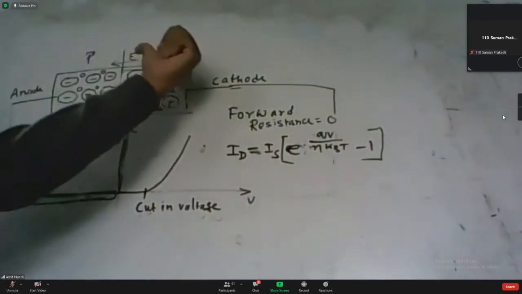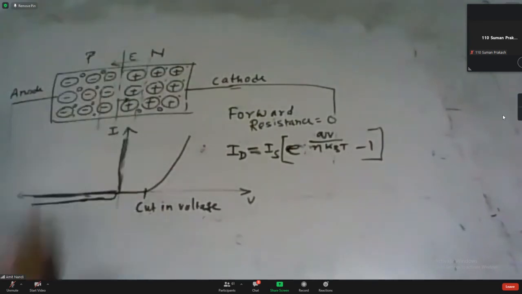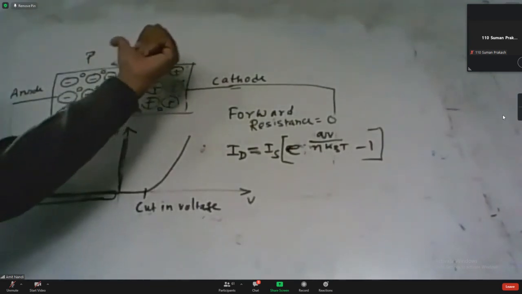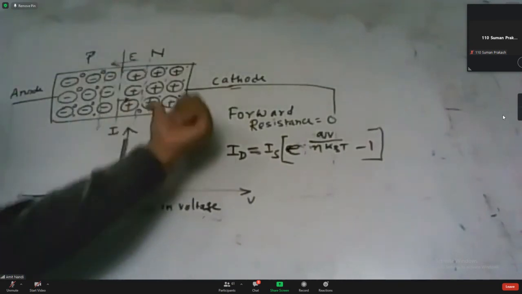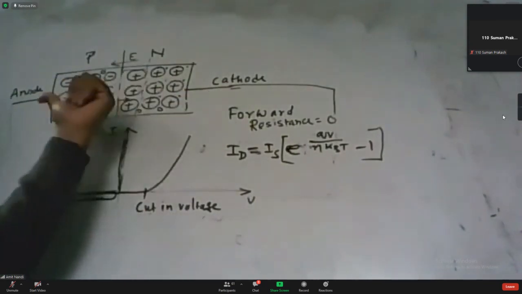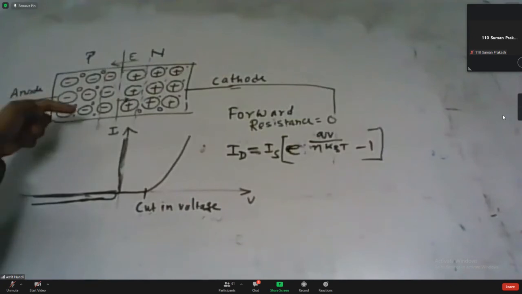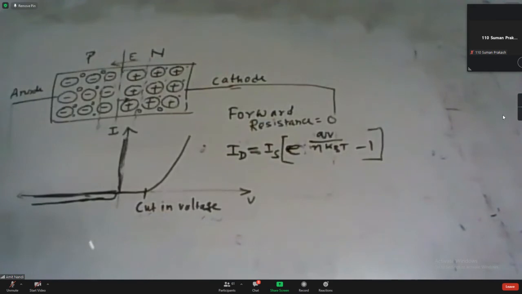Because the electric field is directed here, it provides a force on the hole in the same direction. That means the force on the hole is also in this direction. But the force on the electron is in the opposite direction, that means this direction. So electron and hole movement can easily occur when the diode is in reverse bias condition. Due to this minority carrier movement, a small amount of current flows under the reverse bias condition.